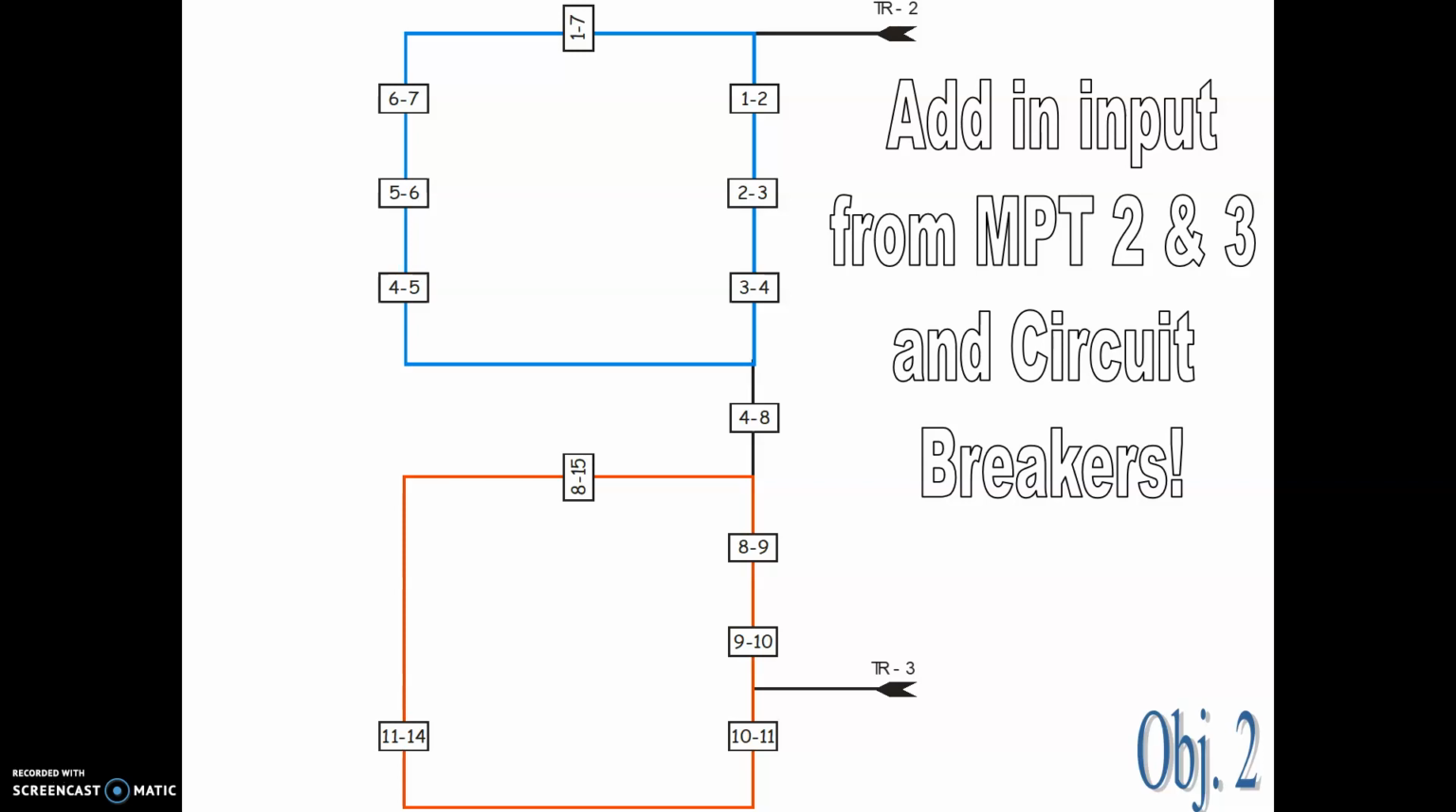Now, you probably noticed that we go from bus 8 to bus 9 to bus 10 to bus 11 to bus 14, and then suddenly we're at 15. There is no reason why this occurs. This is just a nomenclature issue that occurred when we were designing the plant.